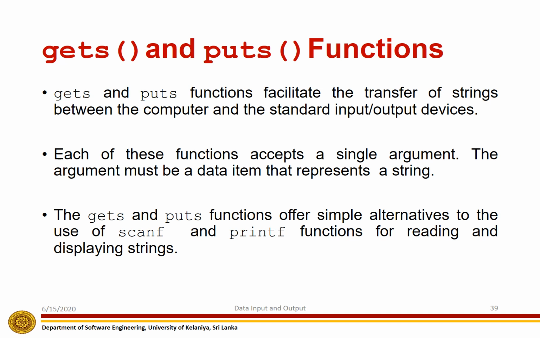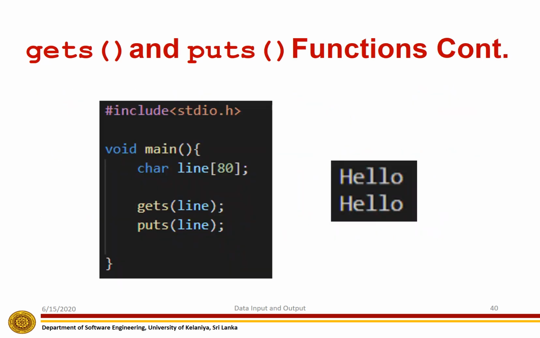The gets and puts functions offer simple alternatives to the use of scanf and printf for reading and displaying strings. For example, in here you can see this C program reads a line of text into the computer and then writes it back out in the original form. This program utilizes gets and puts rather than scanf and printf to transfer the line of text into the computer and out of the computer. Note that the syntax is very simple.